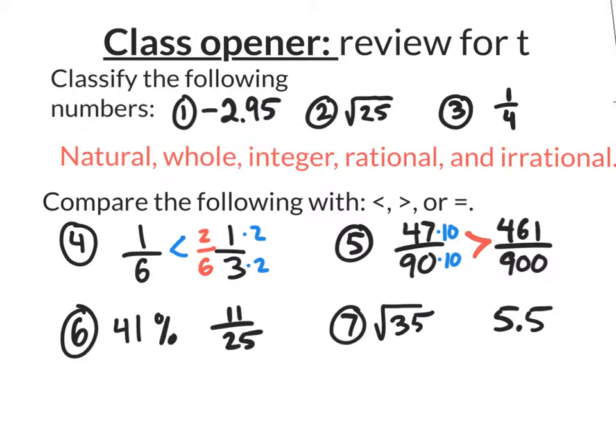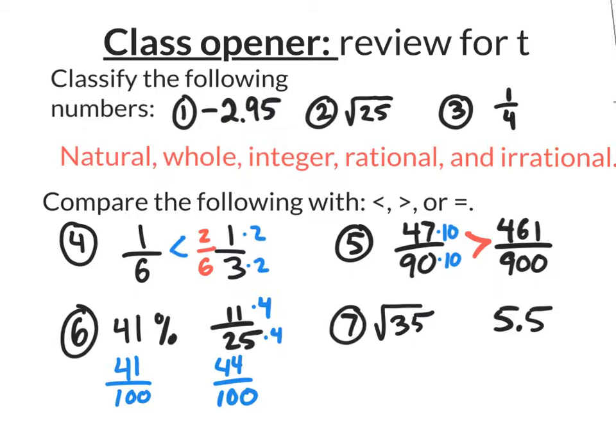Number 6, we will have percents compared to fractions. Right there, let's convert the percent to a fraction by simply writing it over 100, because percent means per 100. So 41% really means 41 per 100. Now the other fraction has a denominator of 25, and I could convert that to 100 by simply multiplying both top and bottom by what? 4 right here and 4 up here, which means I'll get a 44 over 100.